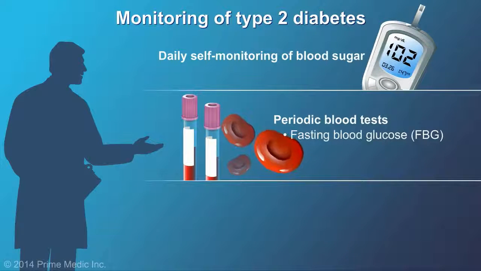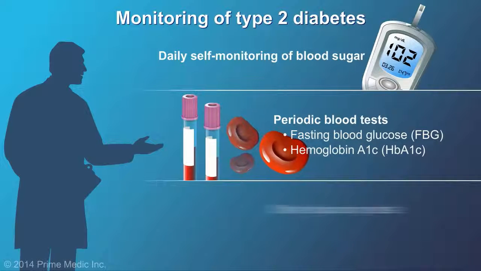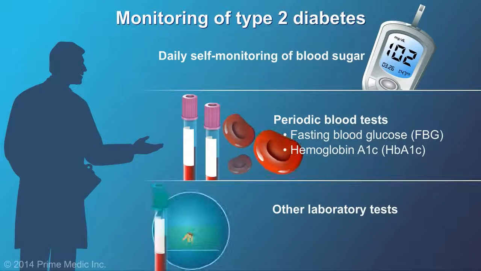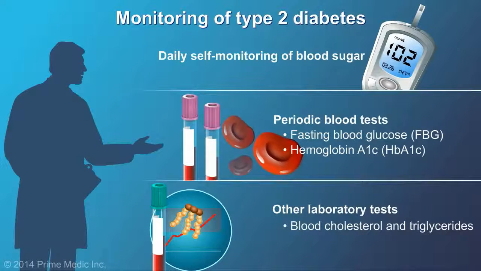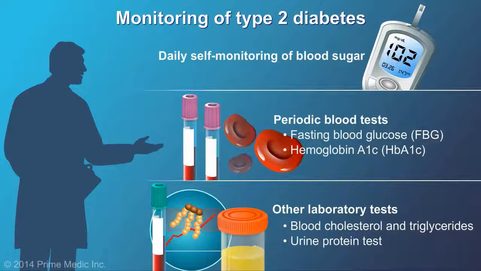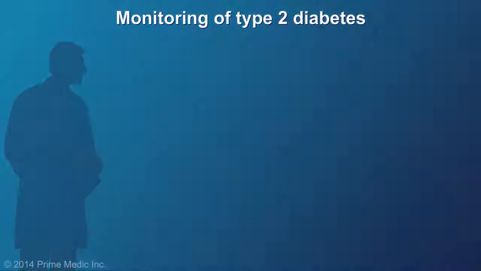Blood glucose monitoring and periodic A1C testing can help you stay on track in controlling your diabetes. Your doctor will also carry out other lab tests, such as monitoring of blood cholesterol and triglyceride levels, as well as carry out a urine protein test to monitor kidney function.